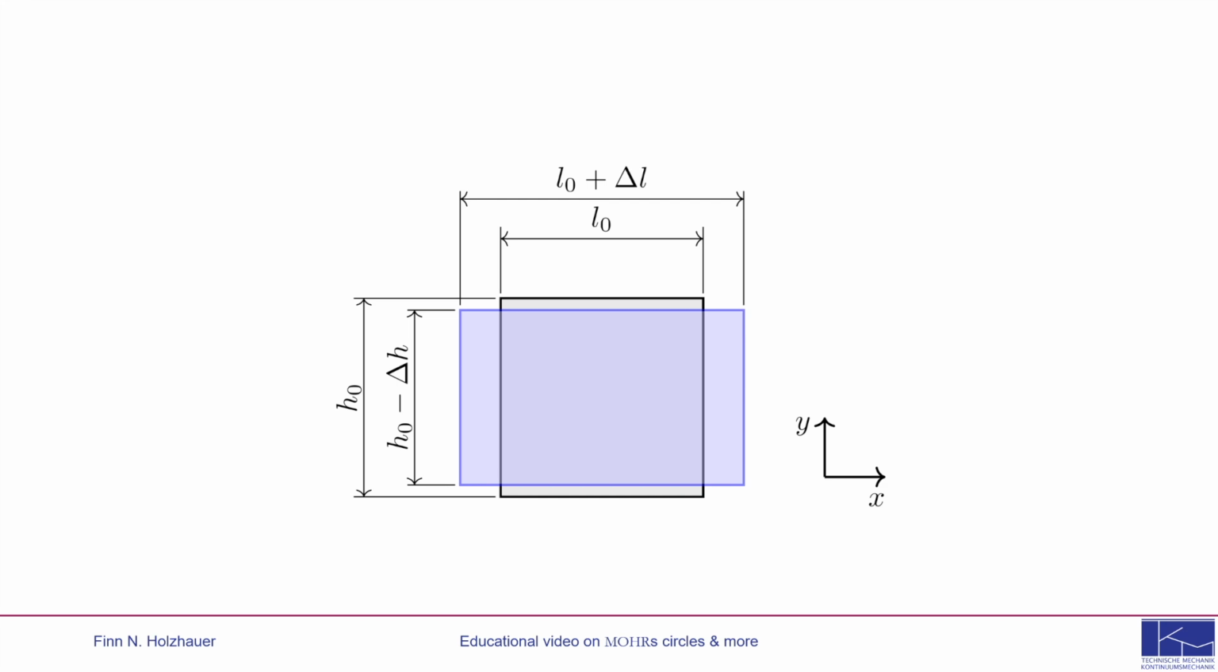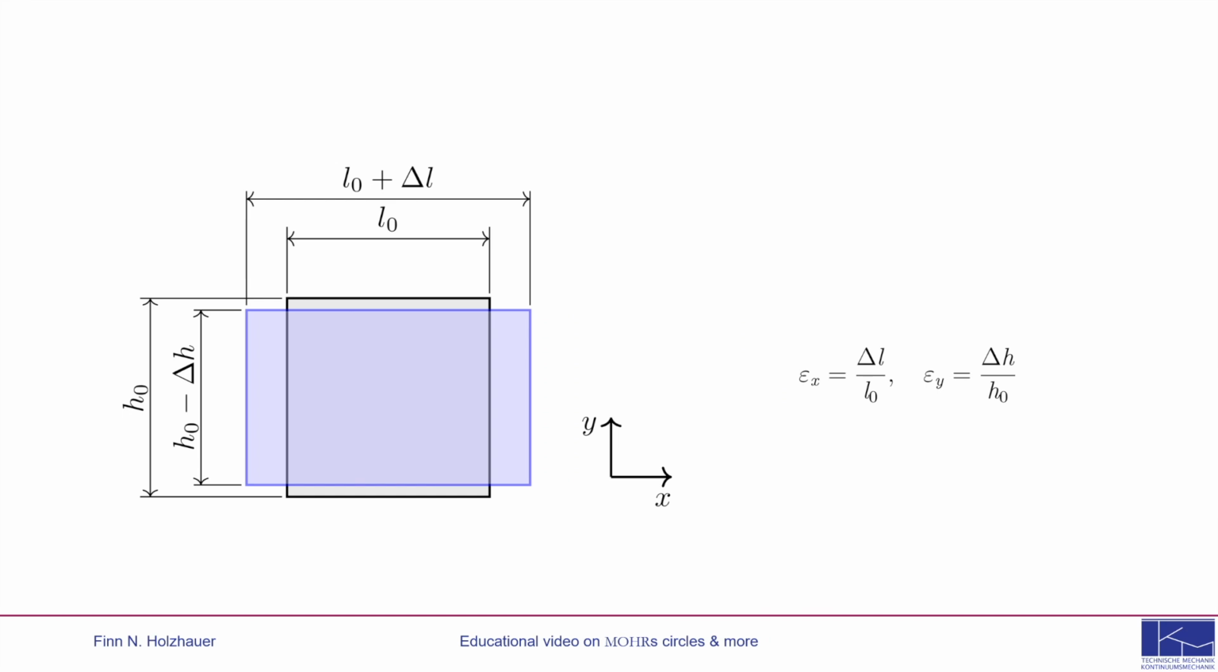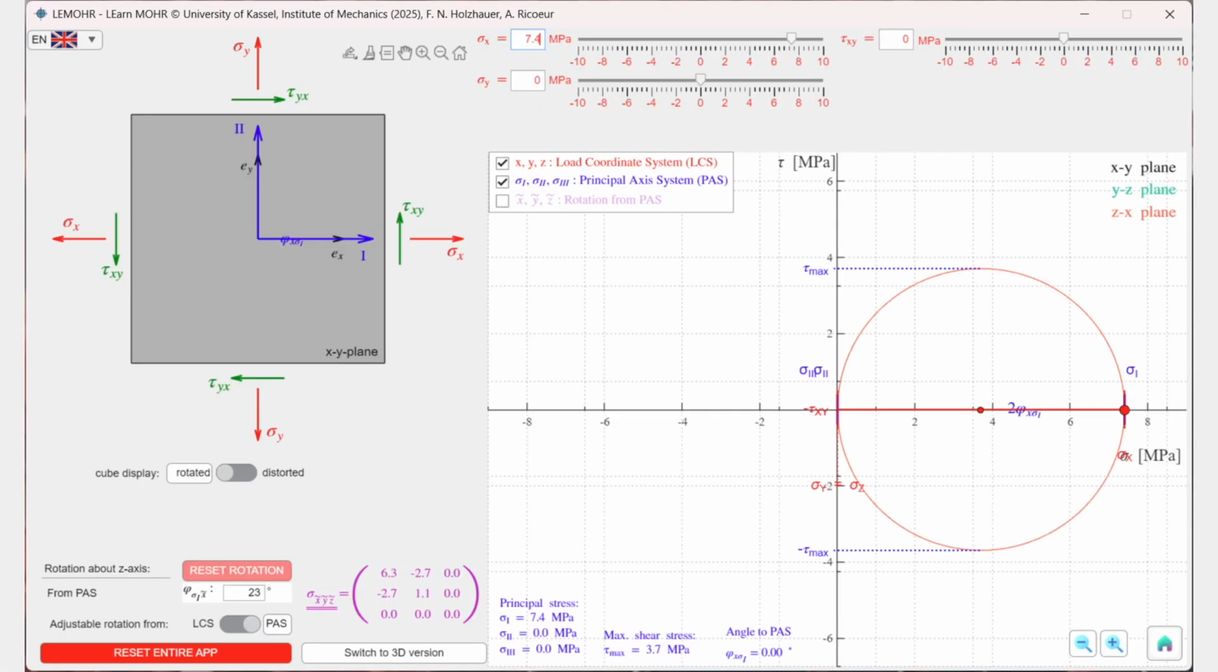The magnitude of the strain therefore describes the relative change in a body's dimensions, that is, the change in the length delta L relative to the initial length L0, and so on. This exact case is set in LEMOHR here, with a uniaxial normal stress sigma x greater than 0. Since this normal stress state is the only stress present, and since it is not a shear stress, the system is also in the principal axis system. Thus, the normal stresses are simultaneously the principal stresses.